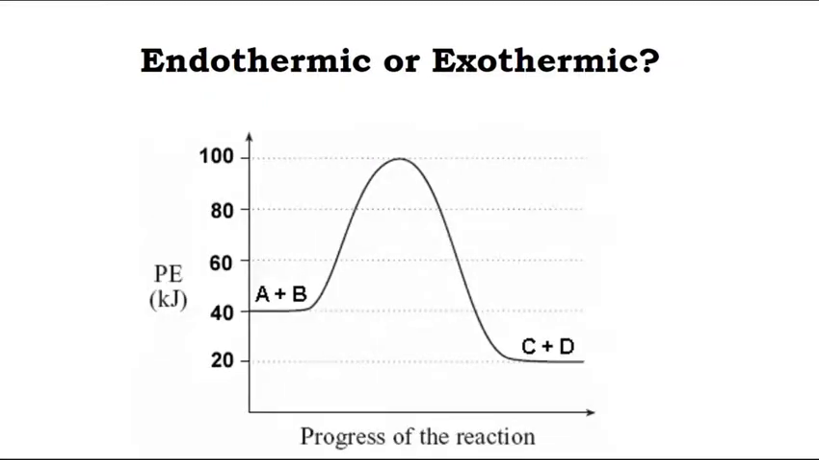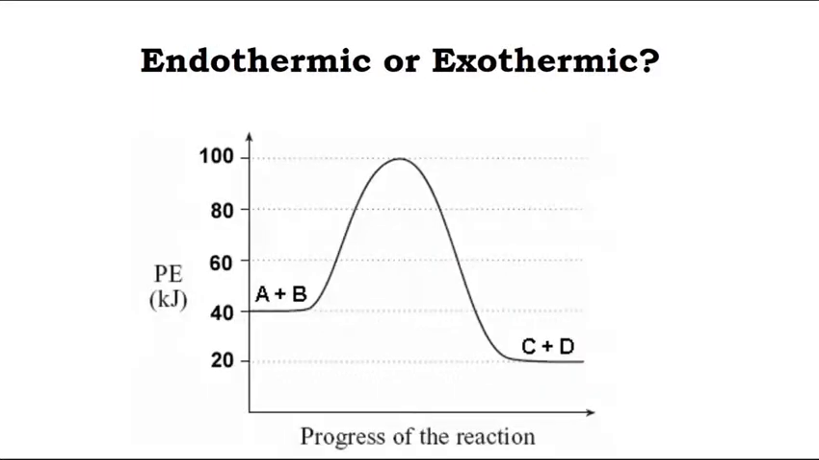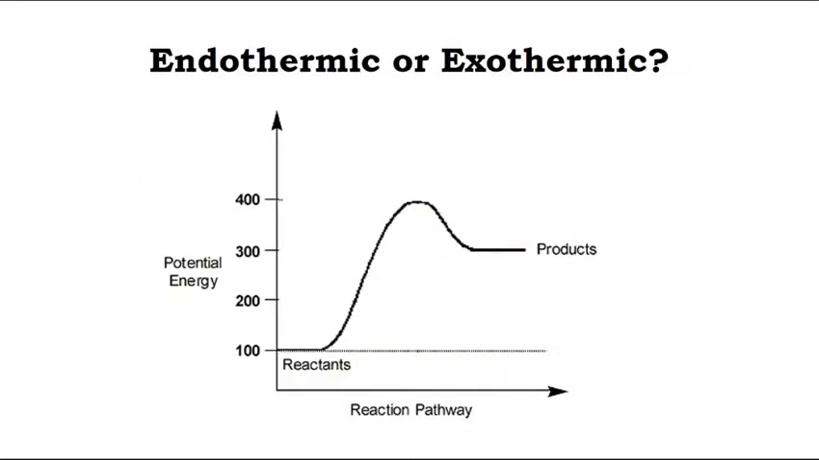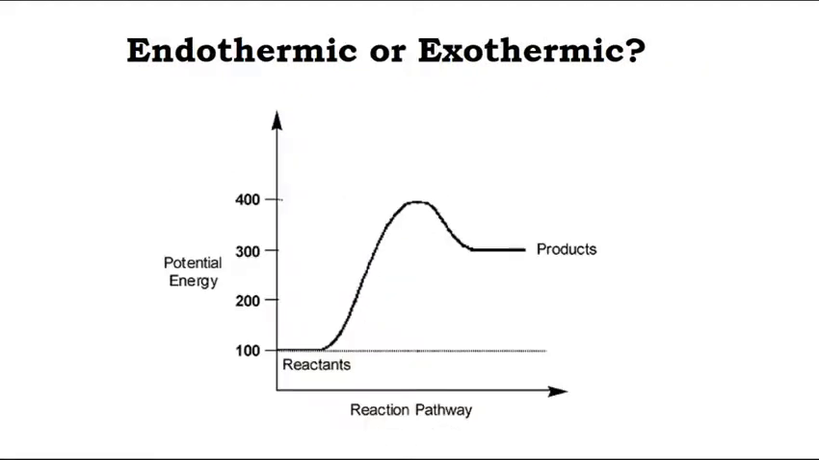This one is also going down from beginning to end. Just a little bit less, but that does mean that that is exothermic. And then this one is going up from beginning to end. So this is endothermic, exothermic, endothermic, and endothermic. So you need to be able to recognize these graphs and quickly classify them as endo or exo.